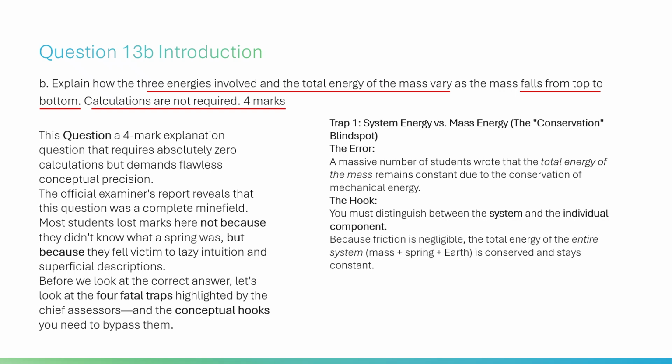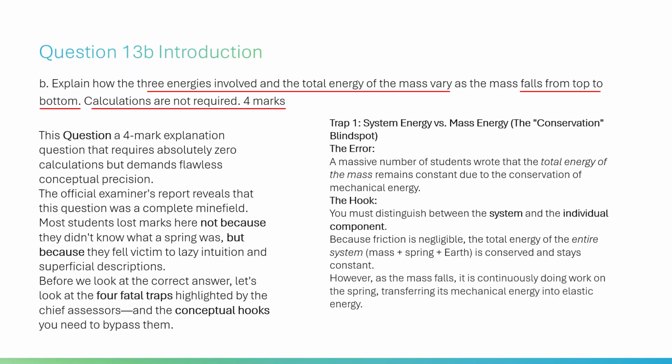Because friction is negligible, the total energy of the entire system, mass plus spring plus earth, is conserved and stays constant. However, as the mass falls, it is continuously doing work on the spring, transferring its mechanical energy into elastic energy. Therefore, the total energy of the mass alone, Eg plus Ek, continuously decreases during the descent.